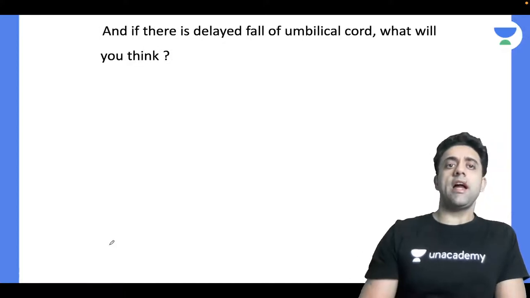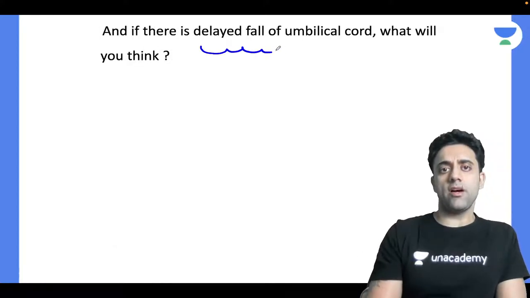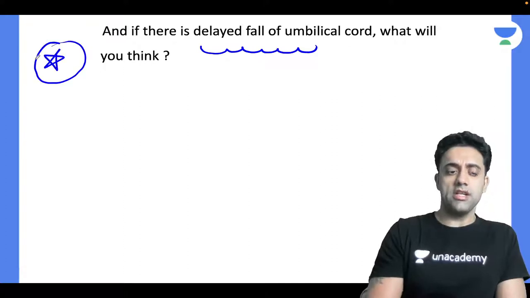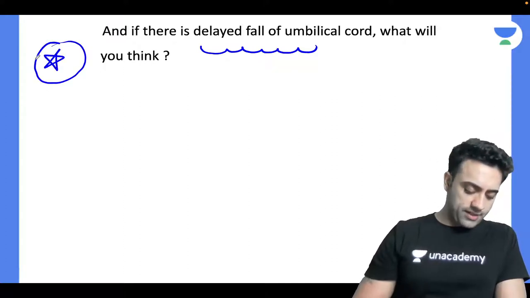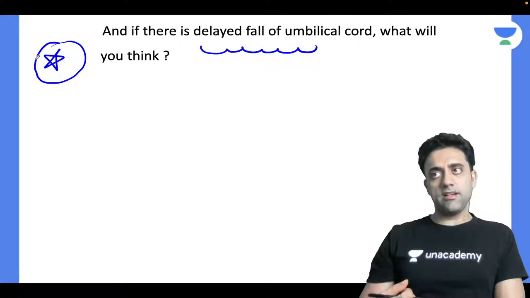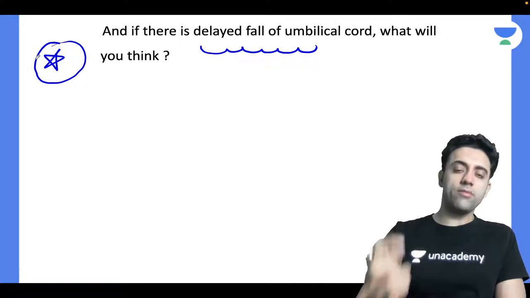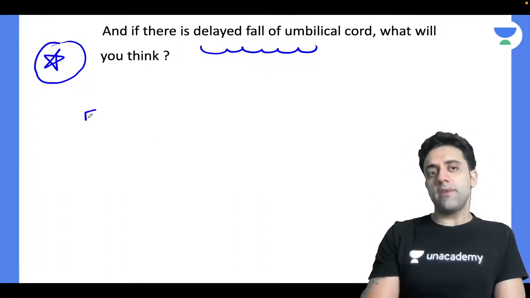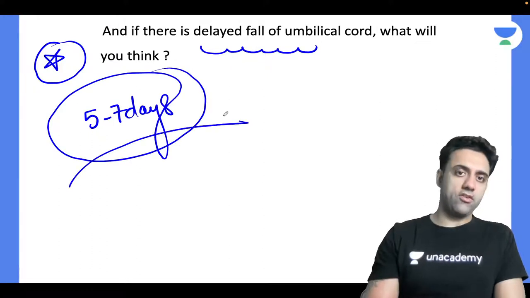Yeah, this is a good one. And delayed fall of the umbilical cord, that's another PG question. If there is delayed fall of the umbilical cord, what is the benefit? What is the negative point? Normally, when should the umbilical cord fall off? By 5 to 7 days of life, the umbilical cord should fall off.